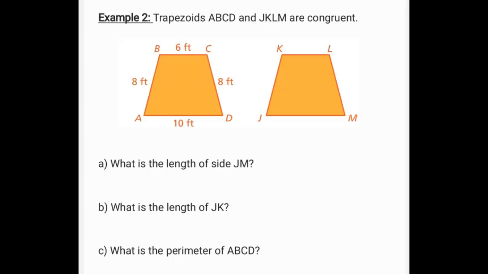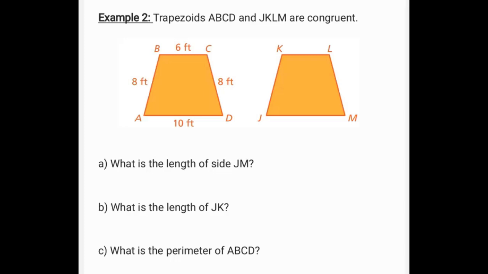Now let's look at example 2. Example 2 has a trapezoid of ABCD and a trapezoid of JKLM, and both trapezoids are congruent, meaning that they are the same size. So we can find out some of the missing pieces and also answer the questions that we have. So the first question is asking, what is the length of side JM?